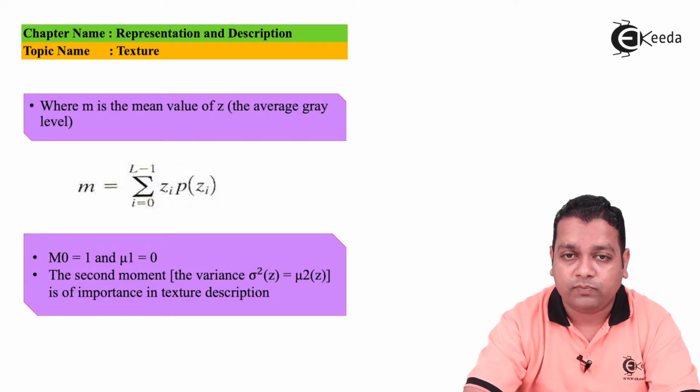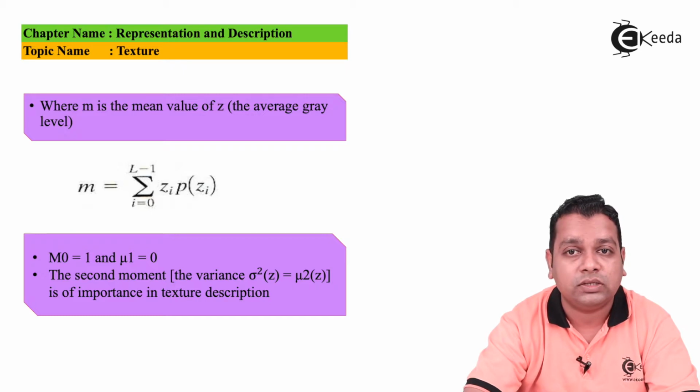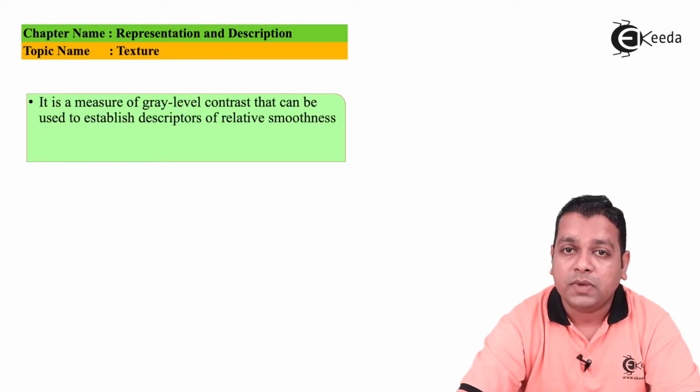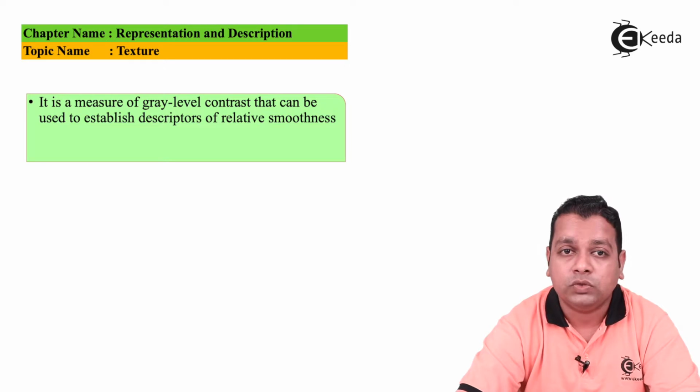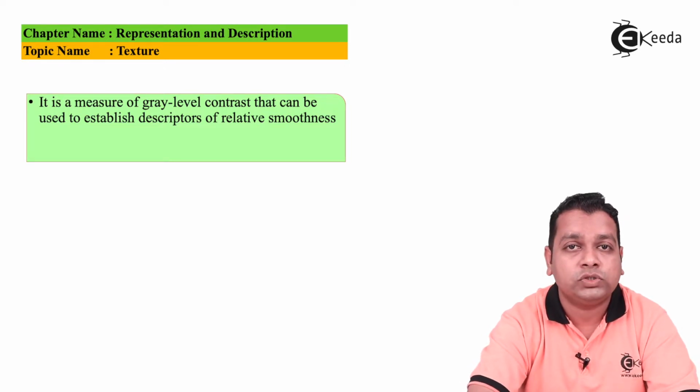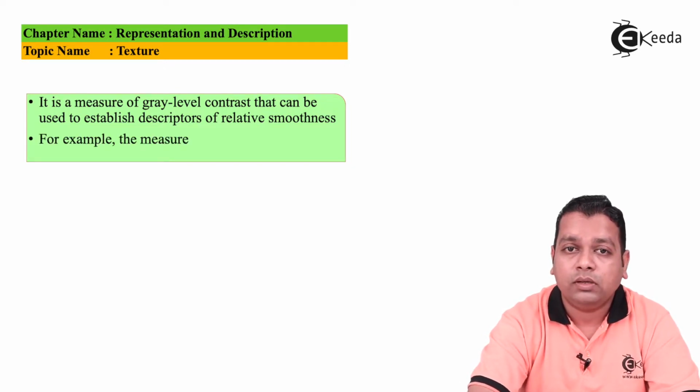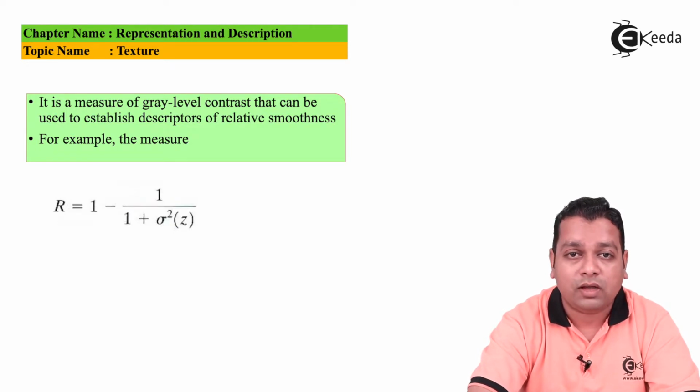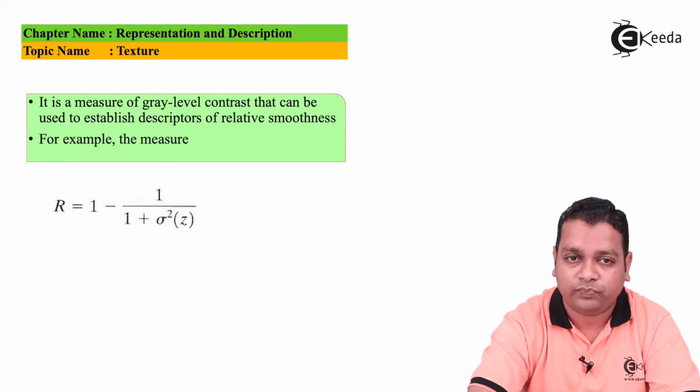Now the second moment, which we also call the variance, represented as sigma square of z, is equal to mu 2 of z and is of particular importance in texture description. It is a measure of gray level contrast that can be used to establish descriptors of relative smoothness. For example, the measure can be given as capital R equal to 1 minus the ratio 1 divided by 1 plus the variance sigma square of z.